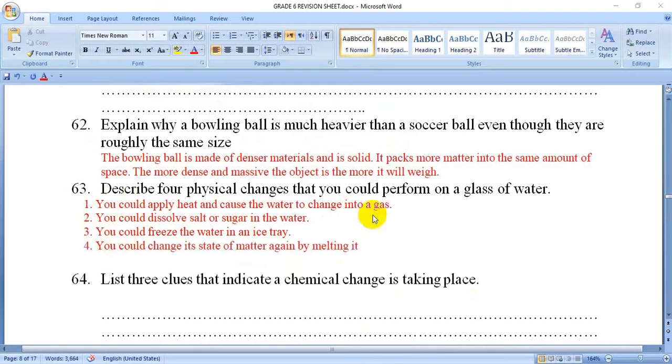Okay, so you can change it to gas, you can dissolve salt and sugar in it, you can freeze it and put it in the freezer. You also can change it again by melting it into liquid.